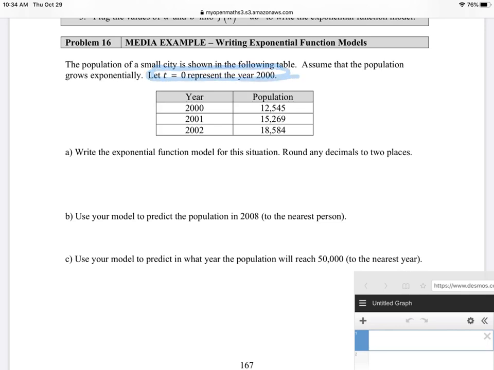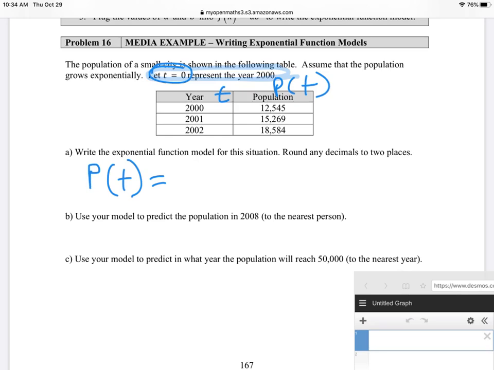The first thing they ask us to do is to write an exponential function model for this situation, and they tell us to round our decimals to 2 places. So if we're writing a function for population over a period of time, then we could write our function as p of t equals. We know that population is going to be p of t, which means years has to be t. But they tell us here to let t be 0 for the year 2000. So we're going to modify this.